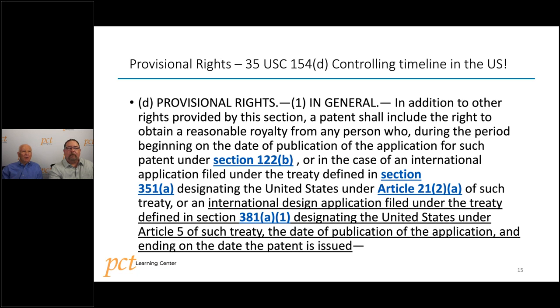You go, what? Provisional rights? Yeah, you remember that thing. It started with the American Inventors Protection Act when we started publishing applications back in November 29, 2000. We started with this provisional right. You could get the potential to collect a reasonable royalty from when your application publishes to when you get a patent, if you put people on notice and so forth.